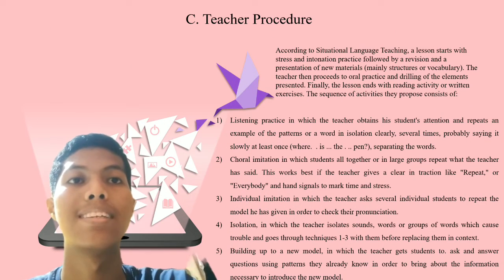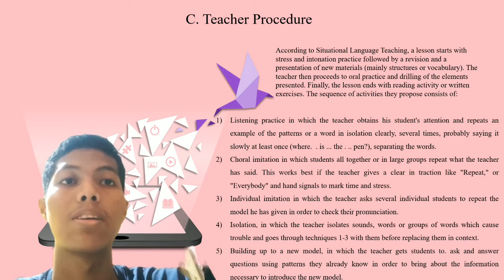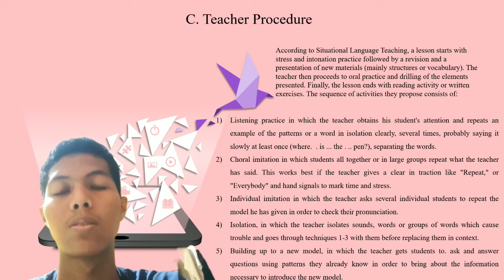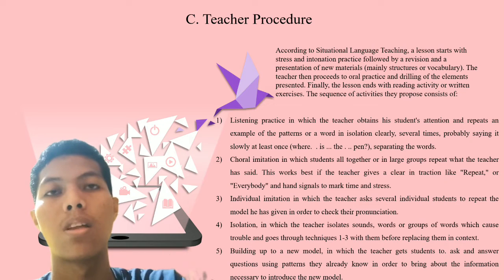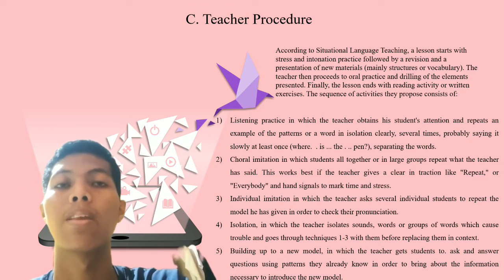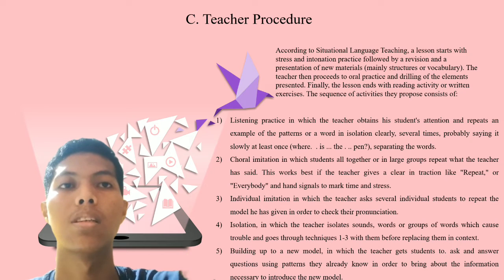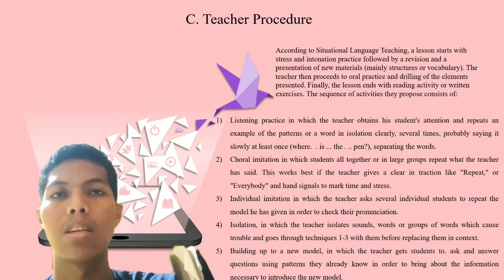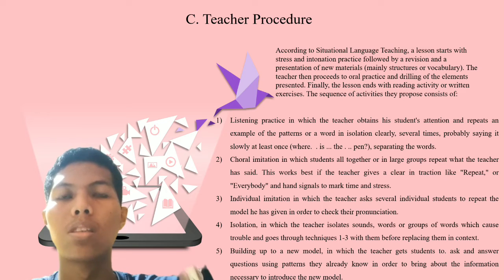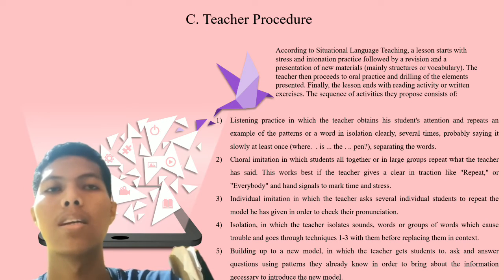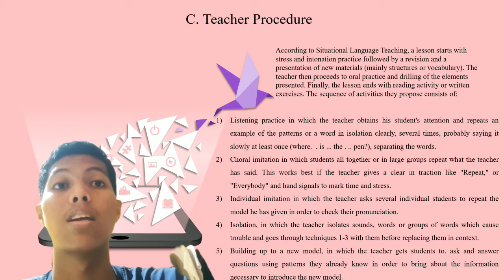Next, we are going to talk about teaching procedure. According to situational language teaching, a lesson starts with stress and intonation practice, followed by a revision and a presentation of new materials, mainly structures or vocabulary. The teacher then proceeds to oral practice and drilling of the elements presented. Finally, the lesson ends with a reading activity or written exercise.